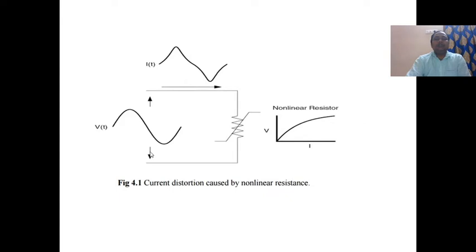Now, the current distortion caused by non-linear resistance. If a sinusoidal waveform is applied to a non-linear resistance, what happens? Please see, because of the non-linear resistor, the waveform will be changed. It contains multiples of harmonics, because the voltage and current are not proportional in a non-linear resistor. So this is the current distortion caused by non-linear resistance.